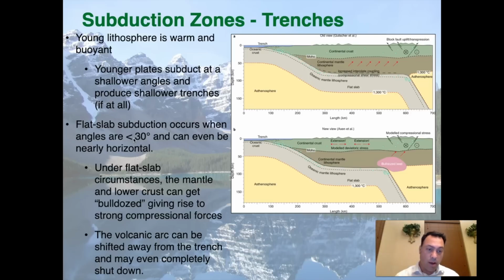And when it goes horizontal, then things get really interesting. Under flat slab circumstances, the mantle and lower crust can get bulldozed, giving rise to strong compressional forces. That's what's being illustrated over here. This is a flat slab subduction of something called the Farallon plate, which still exists. It's actually completely underneath North America.